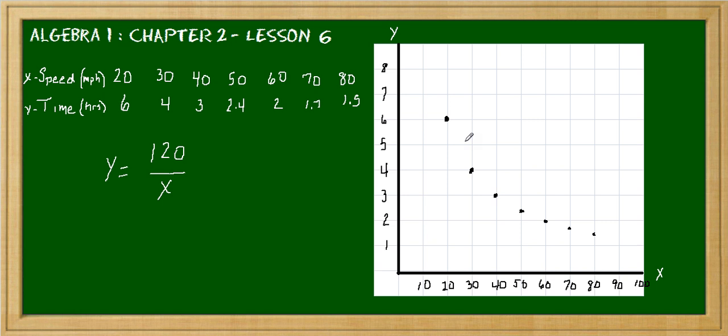If we use the equation to figure out additional points, such as 25, remember I mentioned, which is 4.8, 35 is 3.4, 90 is 1.3, 100 is 1.2, and join them with the others to make a smooth curve, we get the graph that's shown in figure 2.